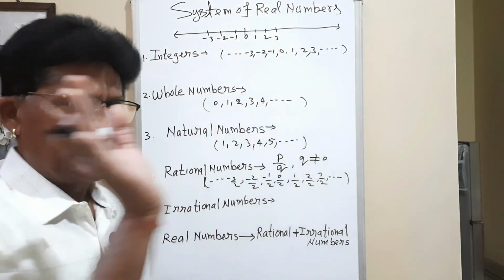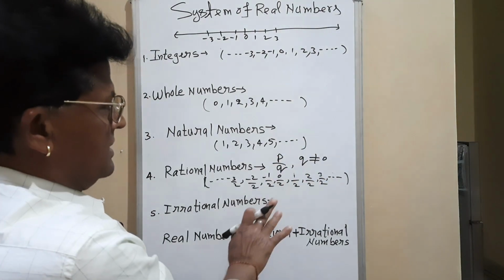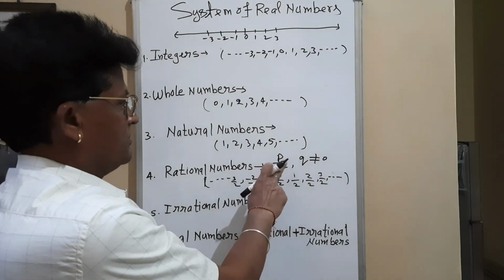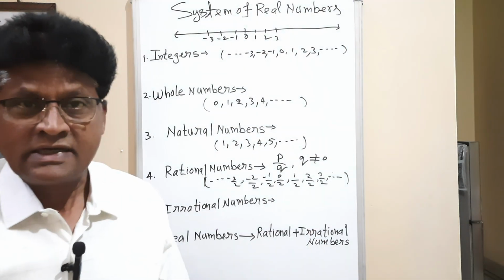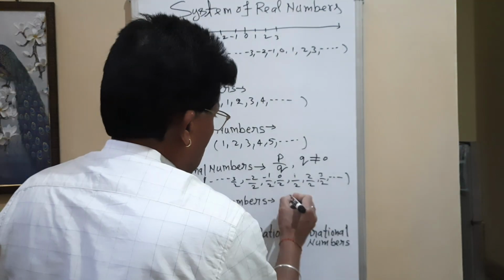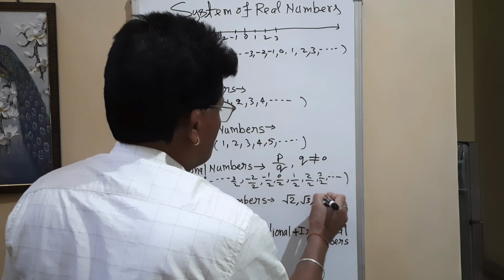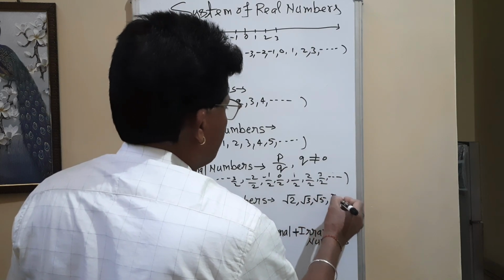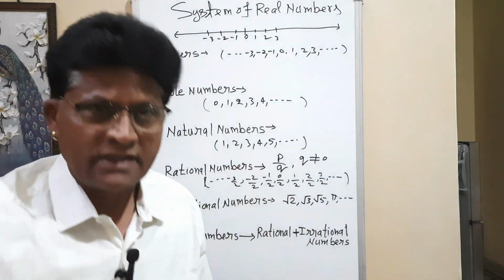Not only by 2, you can divide by 3, 4, 5, that depends upon you. You will get the rational numbers, but the form should be P upon Q. Now let me take the irrational numbers. Irrational numbers means all the numbers like √2, √3, √5 and pi and so on. These are the irrational numbers.